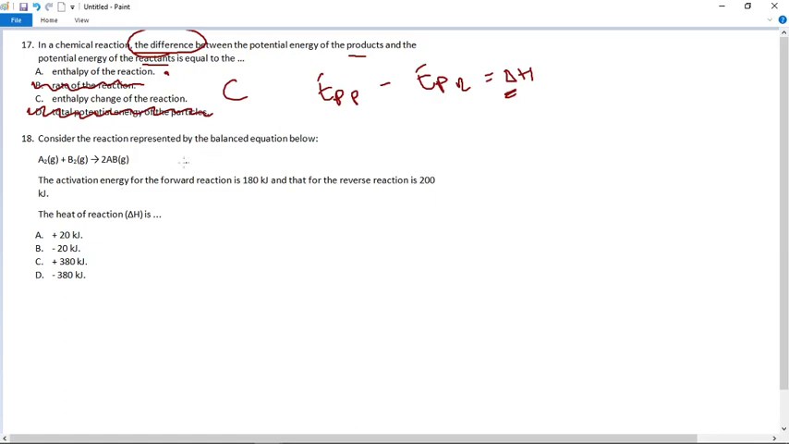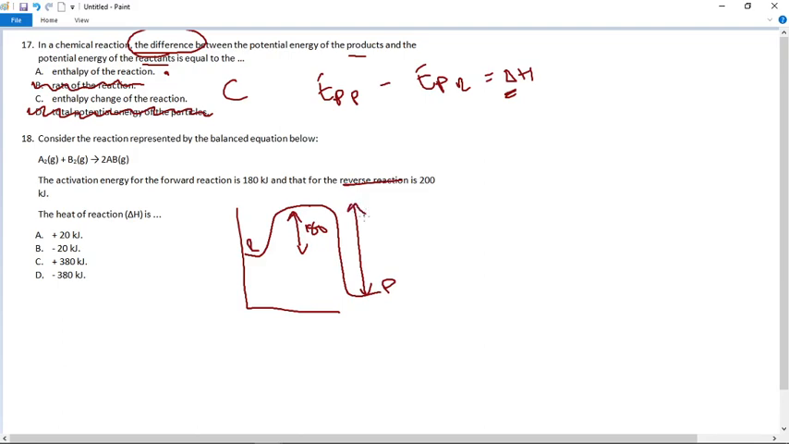Now consider the reaction represented by the balanced equation below. A2 gas plus B2 gas goes to 2AB. The activation energy for the forward reaction, so let's draw this. The activation energy for the forward reaction is 180. Okay, and the reverse reaction, so remember these are reactants going to products. This is a bigger value. The reverse reaction is when we go from products to reactants. This one is now 200. Okay, so this is EA backwards, and this one is EA forwards.